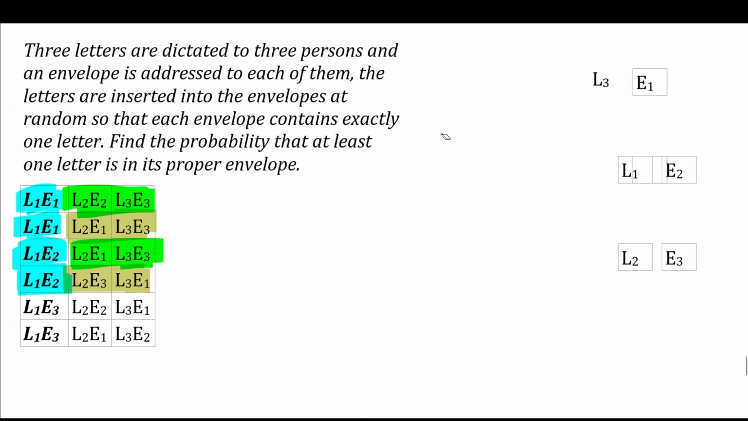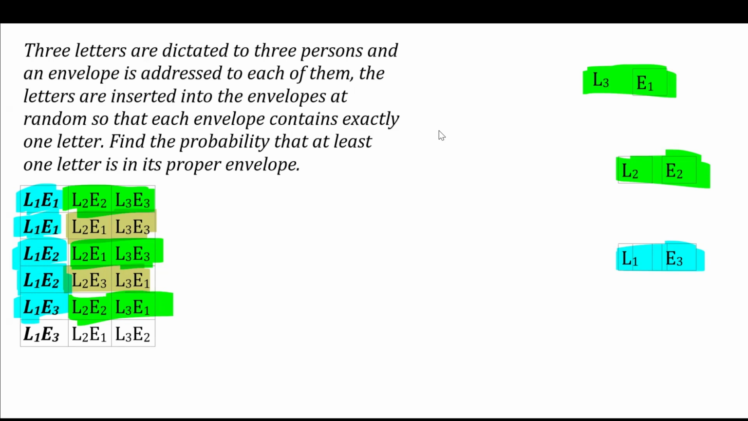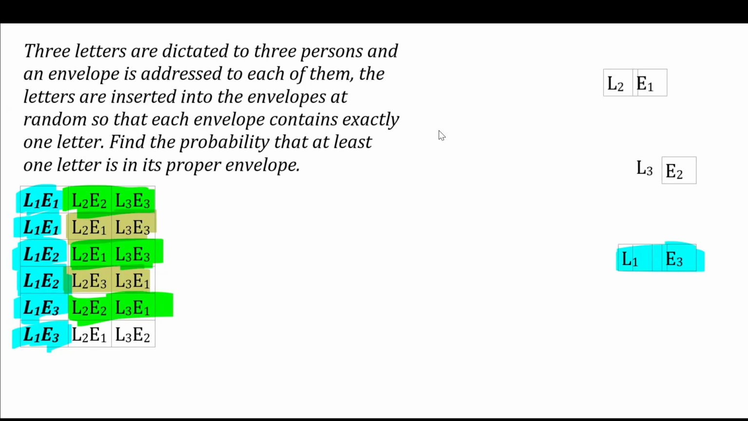There is one more possibility. This time I'm going to place L1 with E3. Then we have two possibilities. The other two letters can be arranged as L2, E2 and L3, E1, and continuing to fix L1 with E3, we can swap them. So this is the total set of possibilities of arranging them.